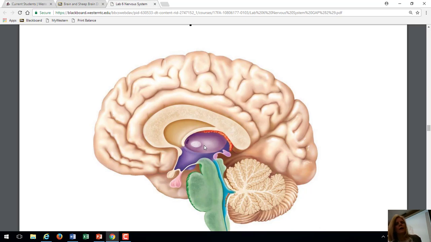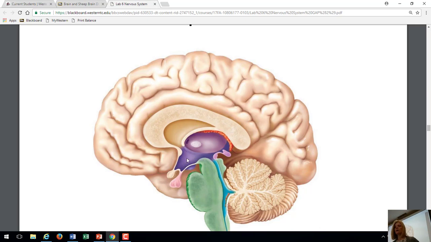And then the hypothalamus is this region here. It's pretty boring to look at when you look at it in the sheep brain. It's not a significant, well-defined structure, but if you can find that circle of the thalamus, just go down below that, and this region here, this is the hypothalamus.